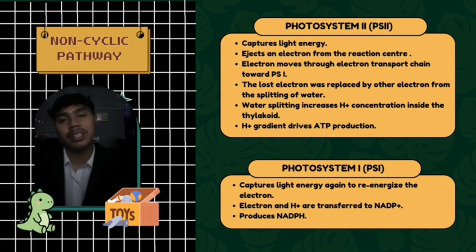So, PS2 will capture the light energy and then eject an electron from the reaction center. The electron will move through the electron transfer chain to PS1. The lost electron will be replaced by another electron from the splitting of water. Water splitting will increase hydrogen ion concentration in the thylakoid. The hydrogen ion gradient drives ATP production. Next is photosystem 1. Photosystem 1 will capture the light energy again to re-energize the electron. Electron and hydrogen are transferred to NADP+ to produce NADPH.